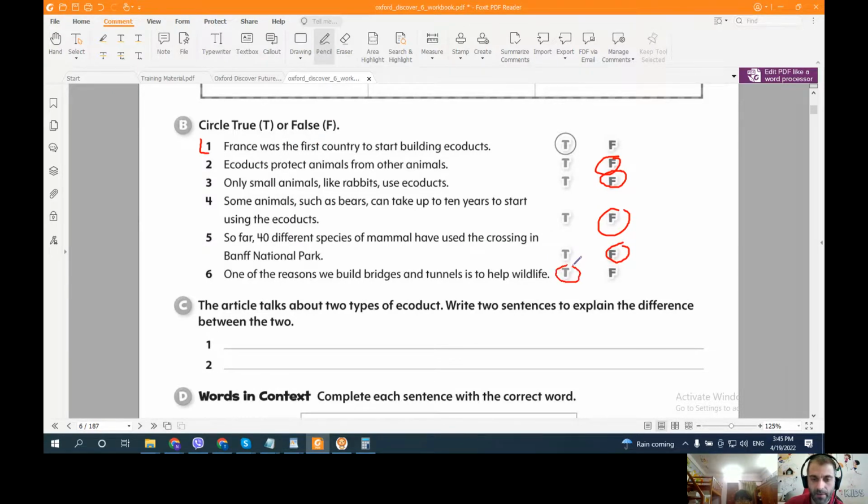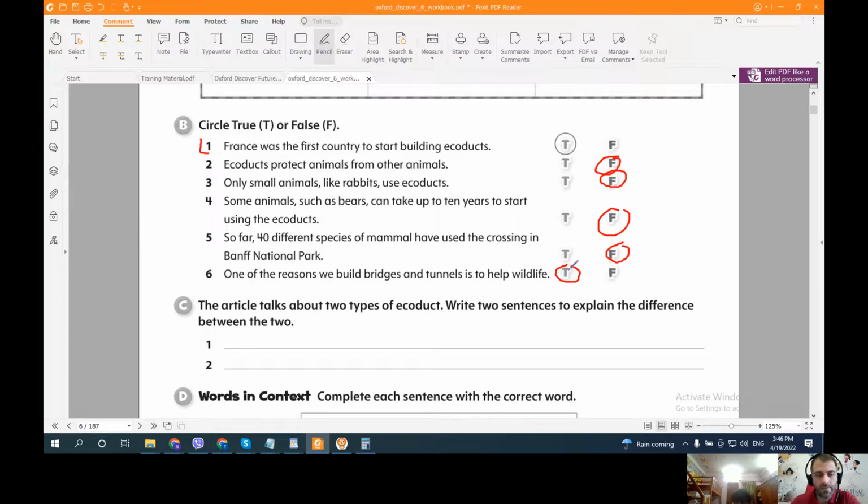To help wildlife. How can we help wildlife? What can we do to help wildlife? We help them to cross the river, cross the sea, and avoid hazardous events.